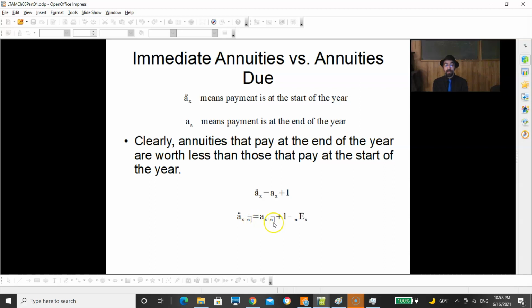So if you survive the n years, then a_{x:n} receives one additional payment worth nE_x that wasn't there in the ä case. So you get ä_{x:n} equals a_{x:n} plus 1 for the beginning of the year, minus nE_x, the value of 1 times the probability that you survive, divided by n years of interest.